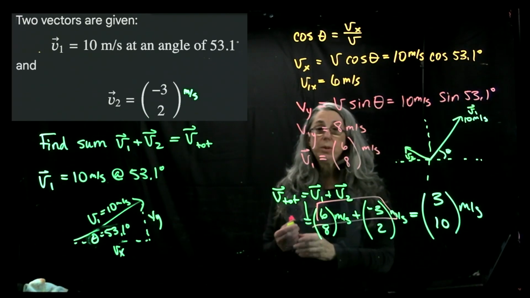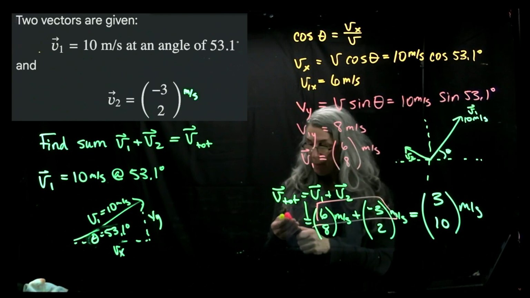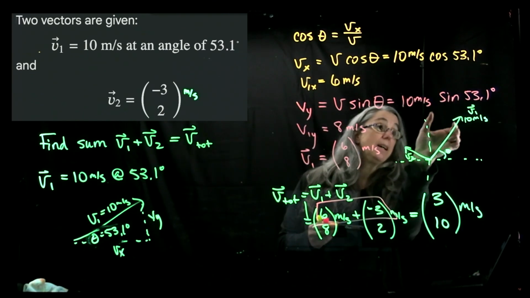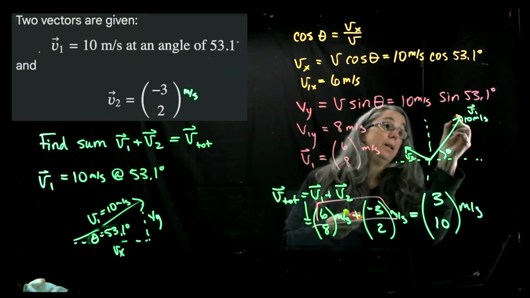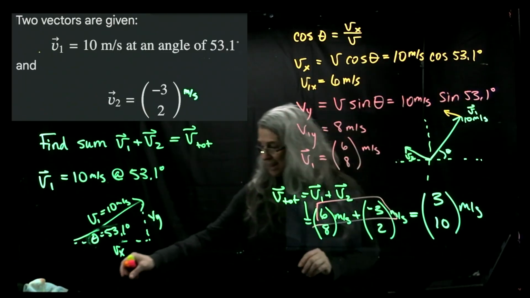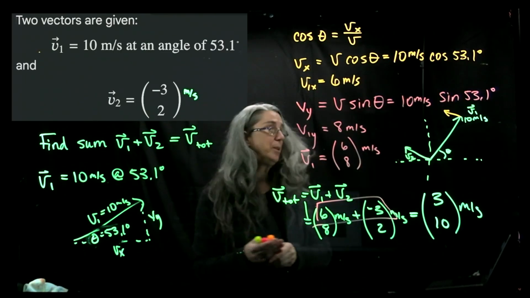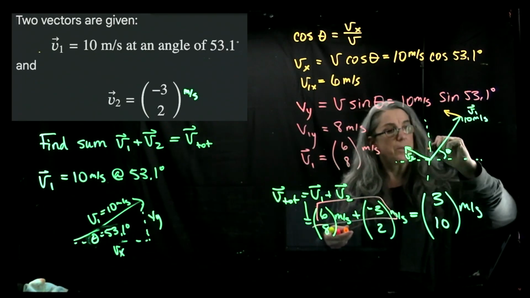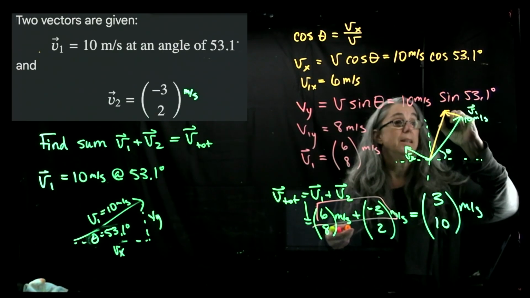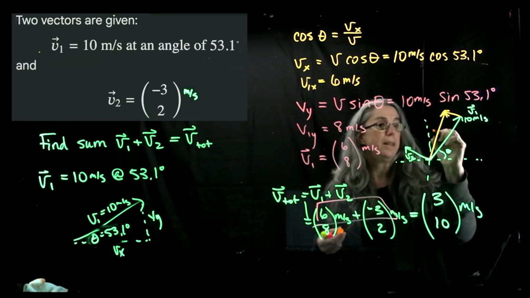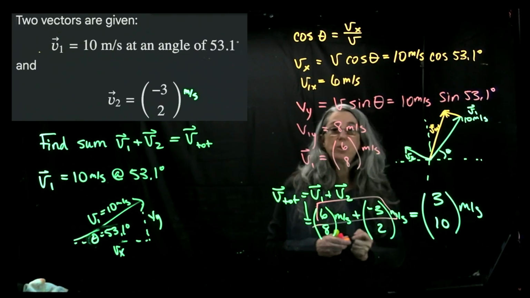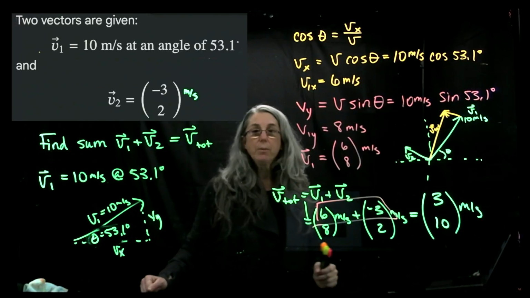And then remember that the rule is to put them tail to tip, and then you can add them. So if we imagine sliding this one up, and again, I was just doing this by hand, so it's not going to be perfect at all. But if we do it that way, and then go from the tail of the first one to the tip of the second one, then this should be V total. It's definitely in the first quadrant, so we at least got that part right.